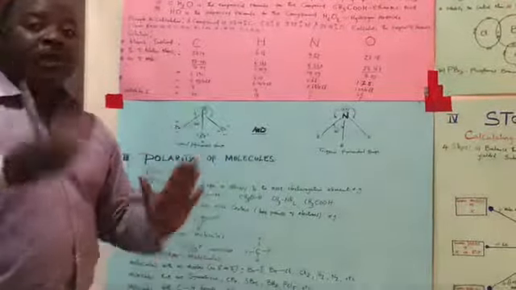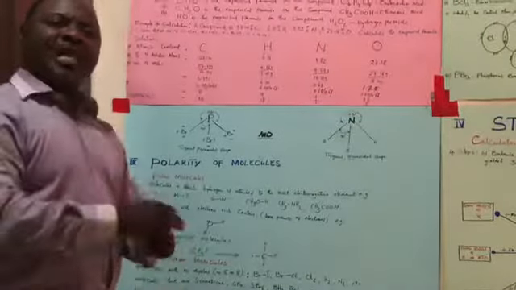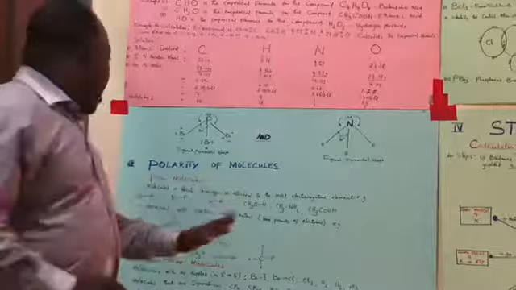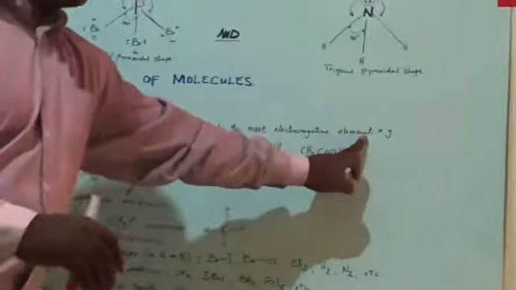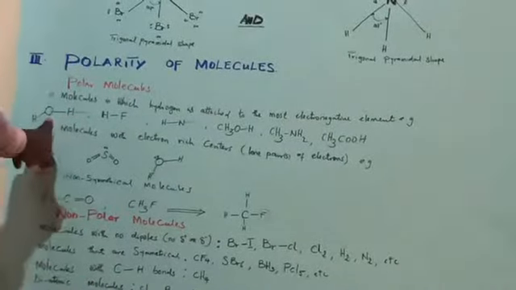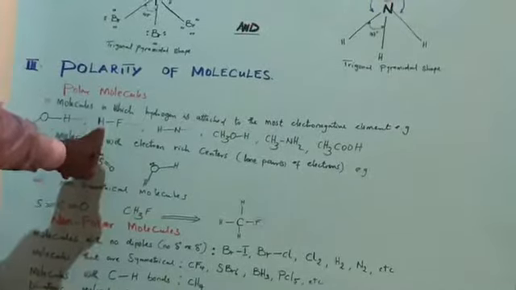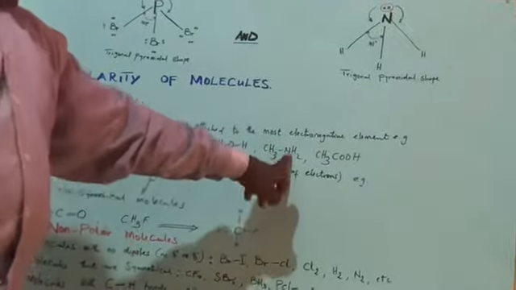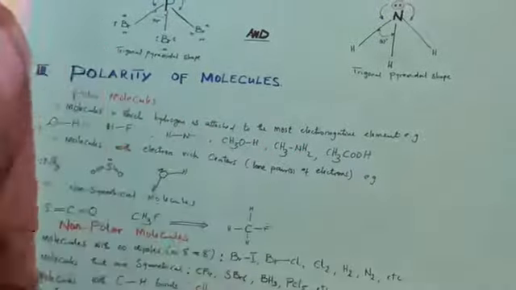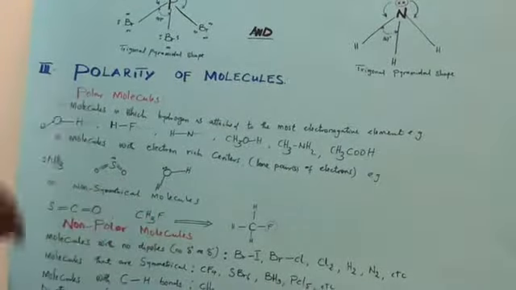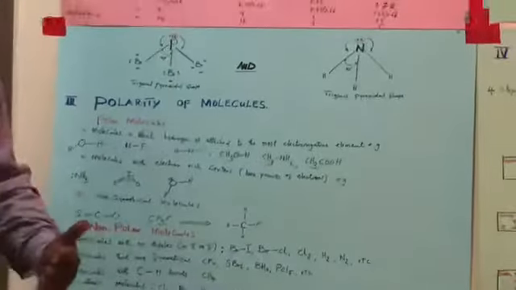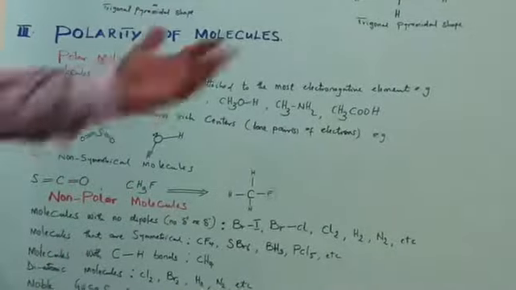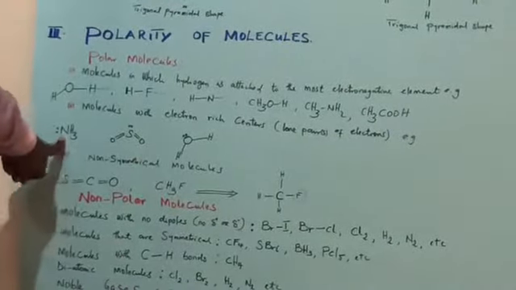Therefore, any molecule where hydrogen is attached to an electronegative element has polarity. That is the first reason. So molecules in which hydrogen is attached to the most electronegative element are polar molecules. For example, in water, hydrogen fluoride, hydrogen attached to fluorine, hydrogen attached to nitrogen, hydrogen attached to oxygen, hydrogen attached to the amino group, hydrogen attached to the acidic group. That is how it is supposed to be. Attachment of hydrogen to an electronegative element makes the molecule polar. The second reason is molecules with electron-rich centers, lone pairs of electrons. For instance, take ammonia, which we have been talking about.